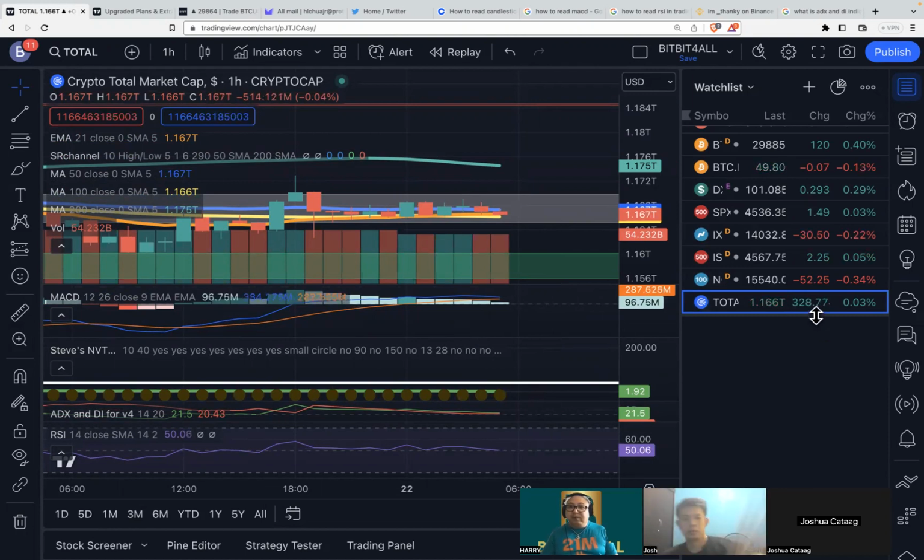So at the moment we are just 1.1. So it can still go to maybe 10x, 20x, 100x, we don't know. Lalo na pag mag-FOMO na ang mga tao, fear of missing out, they will start buying Bitcoin.